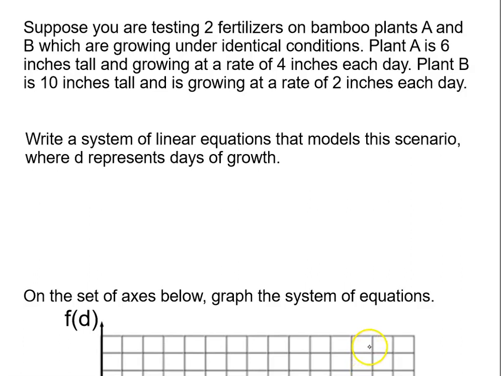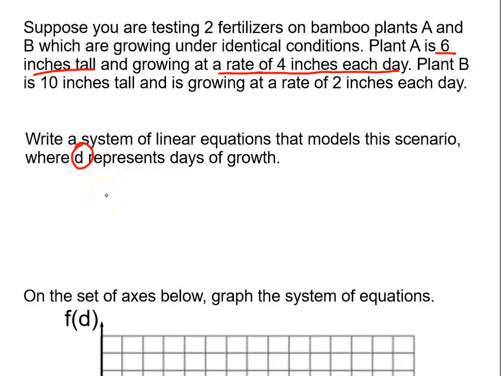So it looks like my first sentence here for plant A is that it has an initial height, right? An initial value is a y-intercept, has an initial value of 6 inches. And its rate of change, right? It says its rate of change here is 4 inches each day. So I'm going to use function notation, right? This is function notation. But they said that my input value is D.